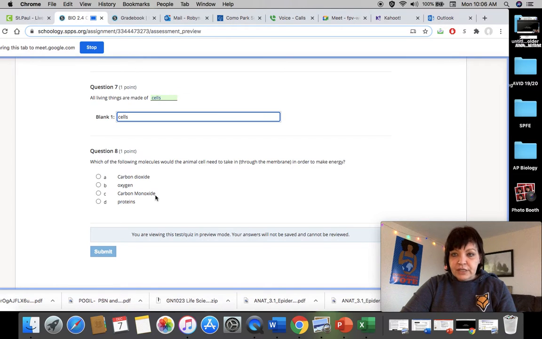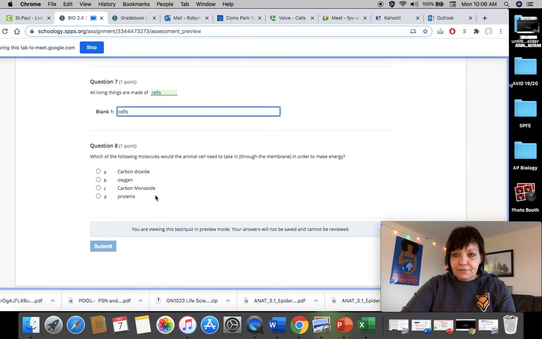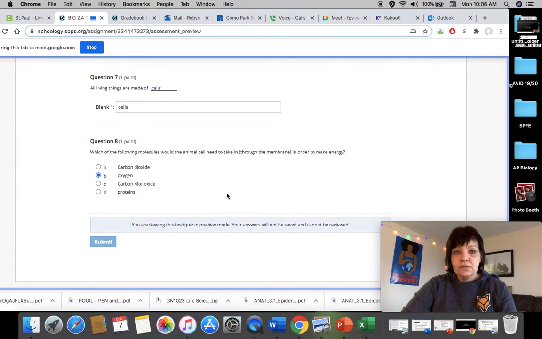No, that's a poison that happens when you burn stuff, and hopefully you have a carbon monoxide detector in your house that will tell you if you are getting poisoned. And finally, proteins. Okay, so proteins, we do need them, like when you eat proteins and your cells are making proteins, but do they need to take them in through the membrane to make energy? No. The one thing that we need to stay alive every second of every day is oxygen. So that is the answer to this.